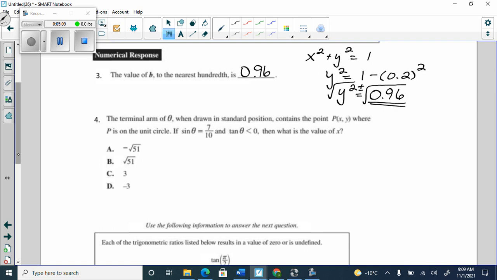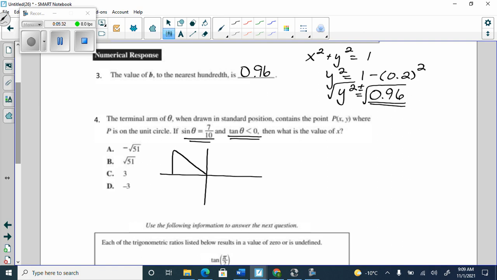But you could use any trig ratio you want, the positive version of that, get the reference angle, and then add to 180 in this case, I believe. Oh, no, not add to 180, subtract 180. Okay, so this one is sine is 7 over 10, sine is positive, tan is negative. Where does that happen? Quadrant 2, so we're going to be here somewhere.